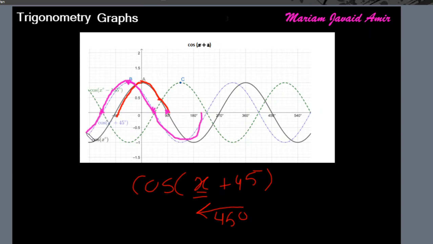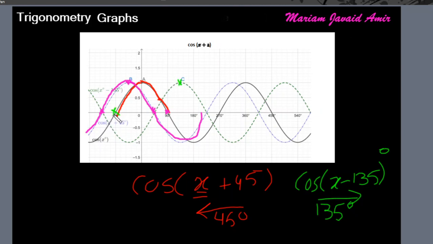Okay, and there's another case done over here as well. Graph for cos x minus 135. So this will move the graph 135 degrees to the right. So this 0 will now lie on 135. And this value minus 90 will lie on minus 90 plus 135, which is I believe 45, yes.